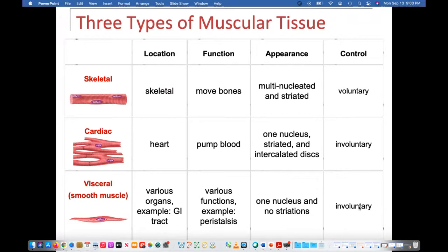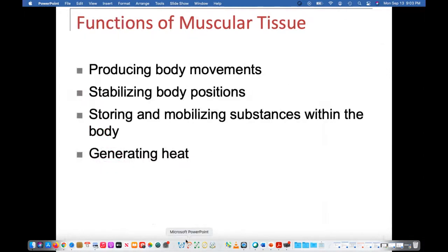Smooth muscle was also involuntary, and it's considered visceral muscle because we find it around the viscera or organs, like the gastrointestinal tract, like the respiratory airways, okay? And the smooth muscle around them involuntarily contracts. You don't have conscious control over it.